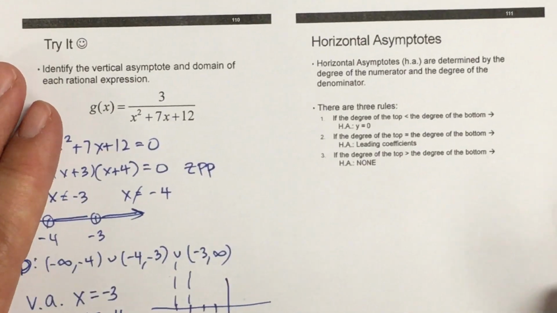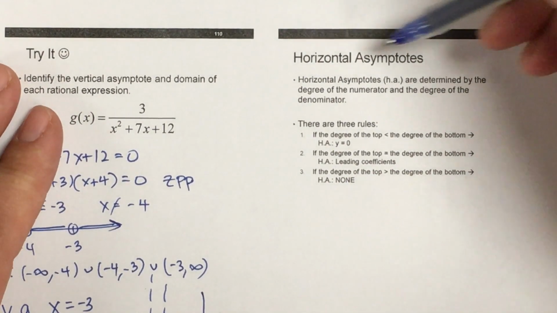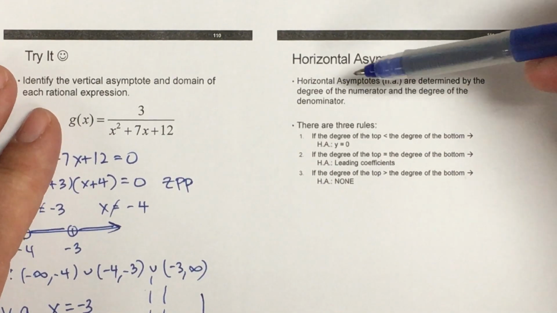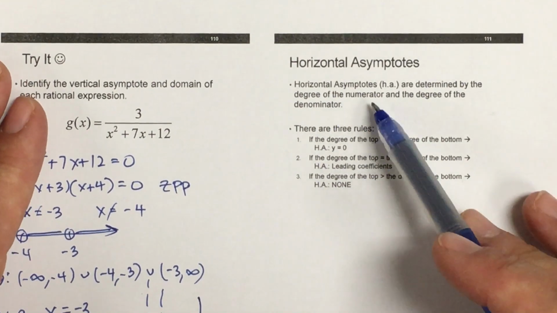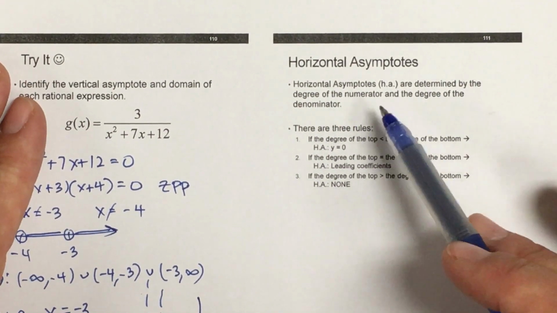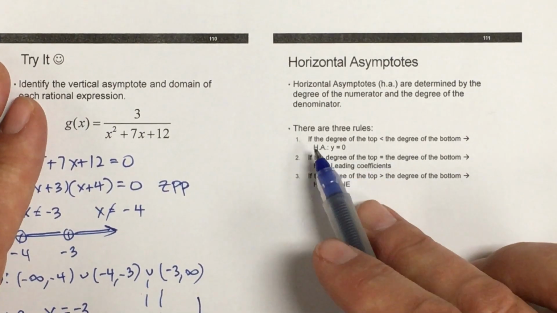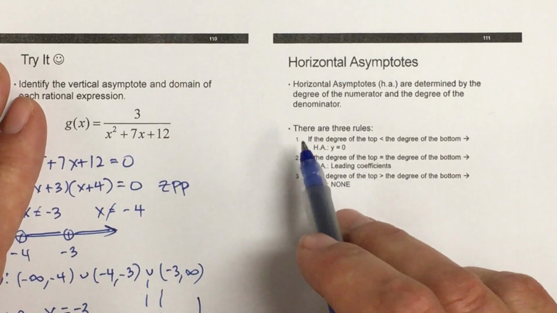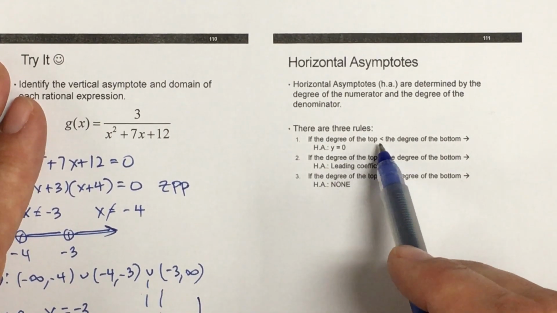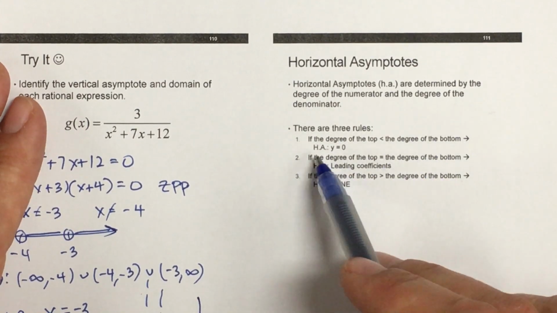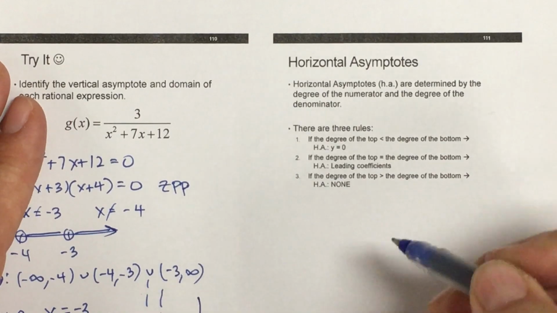So now we're going to hop ahead to 2.7, which is finding horizontal asymptotes. Horizontal asymptotes are determined by the degree of the numerator and the degree of the denominator. Okay, time out. Horizontal asymptotes are determined by the degree of the numerator and the degree of the denominator. Okay, so it says there are 3 rules. If the degree on the top is less than the degree on the bottom, then your horizontal asymptote is y equals 0. What on earth does that mean?